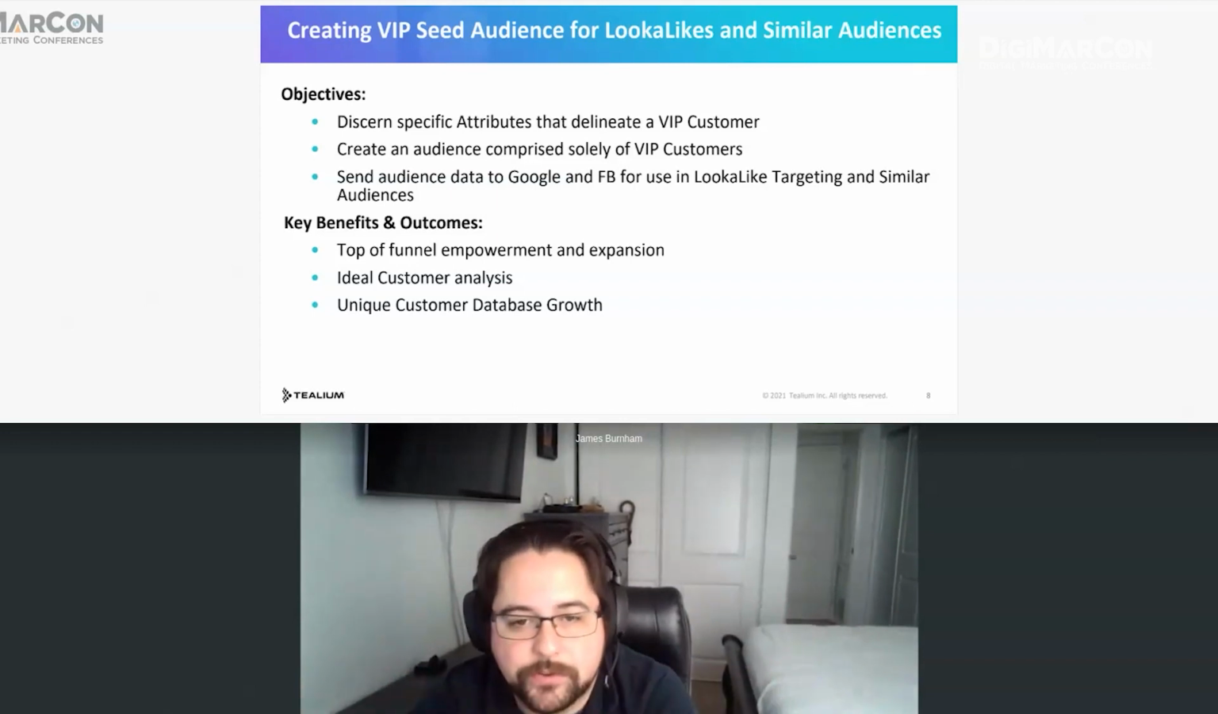And then unique customer data growth. Even if you don't get revenue out of it, if you're getting fresh faces to come to the website, it's a big win.